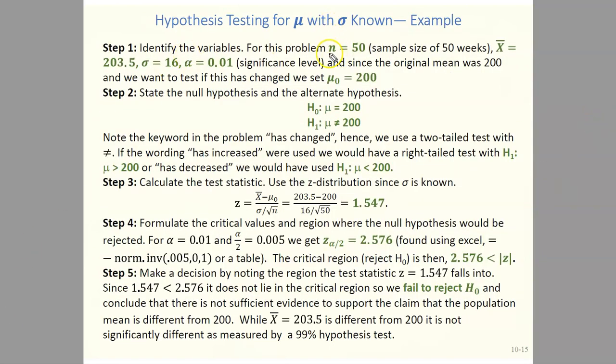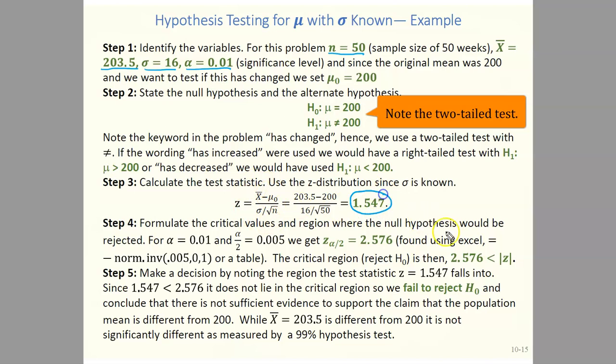So now this was our answer that we had previously. Recall for this problem n was 50. The sample mean was 203.5. That was given to us. Sigma is 16. Alpha is 0.01. Our test statistic that we calculated was 1.547. That came from evaluating this quantity right here, just plugging all our information in: x bar, 203.5, mu naught was 200, sigma was 16, n was 50. Plug that in, there's your test statistic.